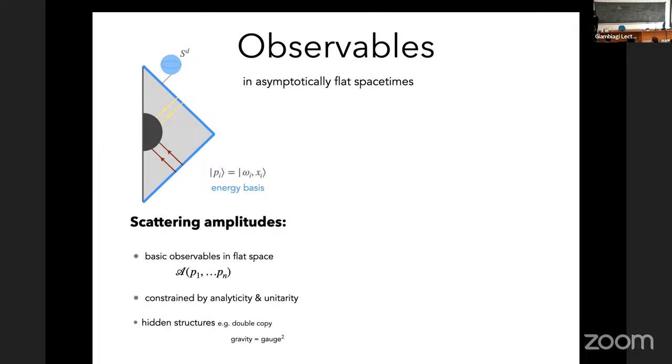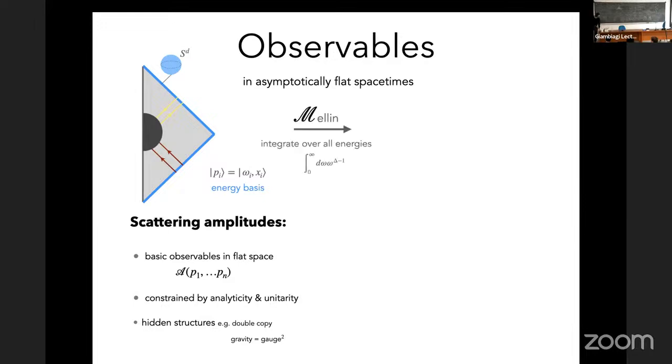Scattering amplitudes have very nice features. We can discuss their analyticity and unitarity and how they constrain the physical scattering. And they also have very interesting hidden structures, such as the double copy relation, which I believe we'll hear more about later today. But these scattering amplitudes expressed in this energy basis are not very suitable for discussing holographic properties of quantum gravity in asymptotically flat spacetime.